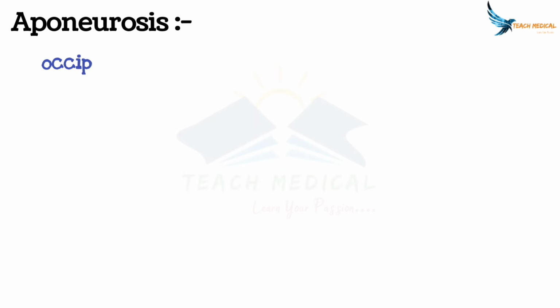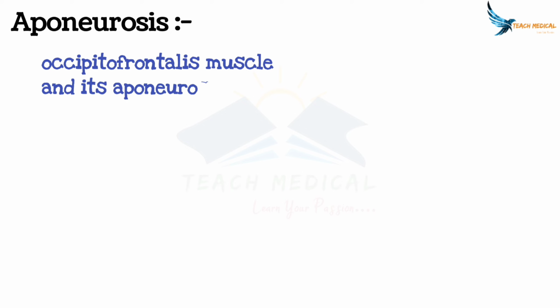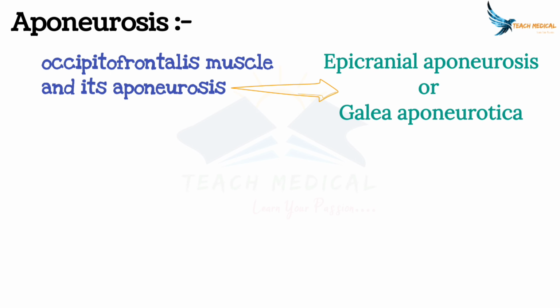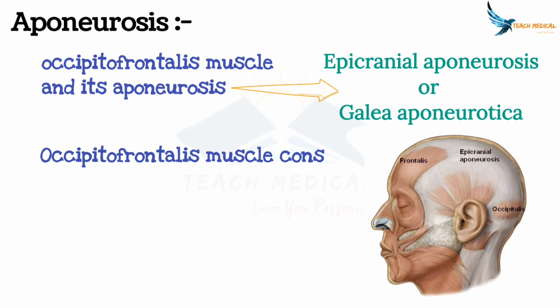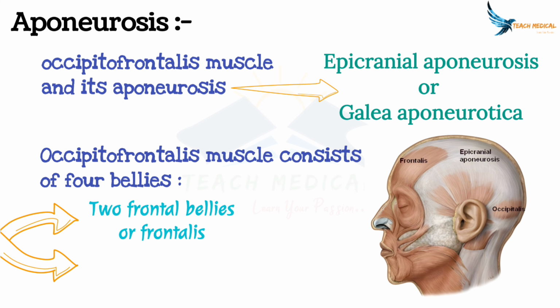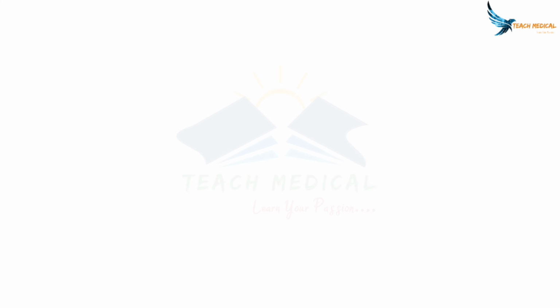Third, aponeurosis. This layer is formed by occipitofrontalis muscle and its aponeurosis. The aponeurosis of occipitofrontalis muscle is also called epicranial aponeurosis, or galea aponeurotica. The occipitofrontalis muscle consists of 4 bellies. 2 frontal bellies or frontalis, and 2 occipital bellies or occipitalis.